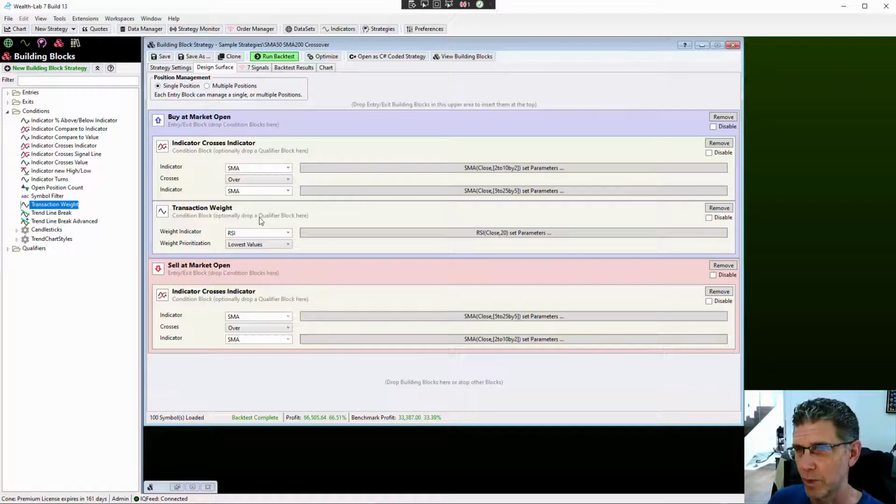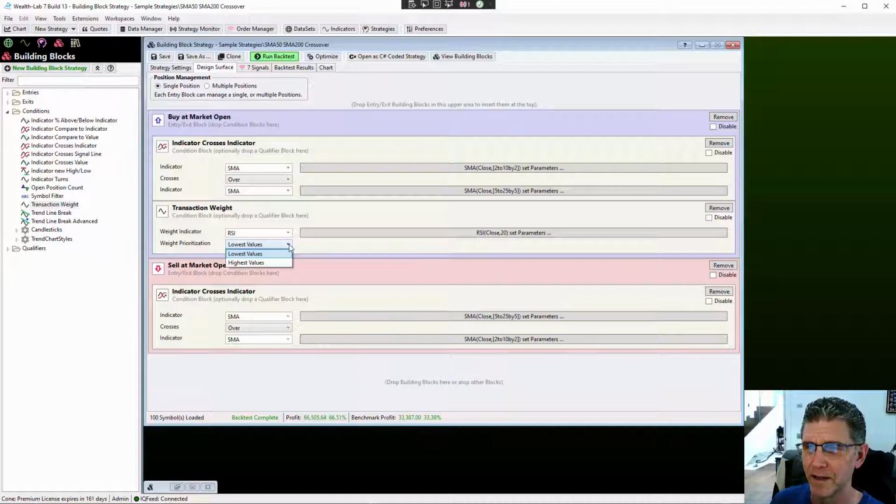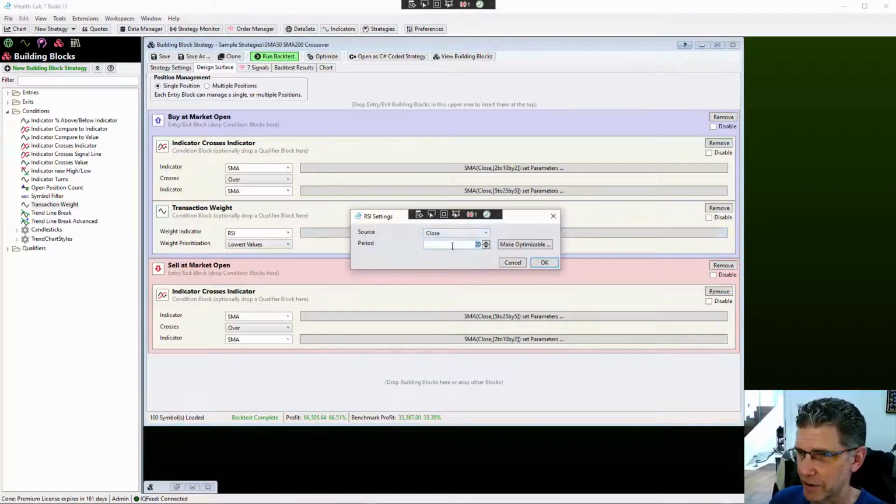Okay, so you can, like I just did, drag the transaction weight rule over here, and assign an indicator, RSI, if you don't have a better idea. Everything else being equal, buying something that's oversold is usually a better proposition. So we say we're going to prioritize RSI values using the lowest values, and you can set your period on your RSI however you like.